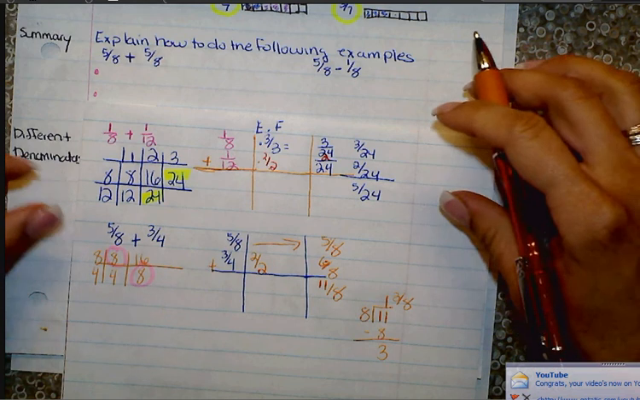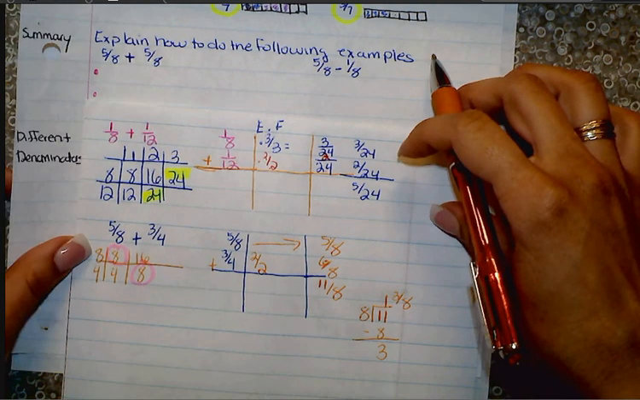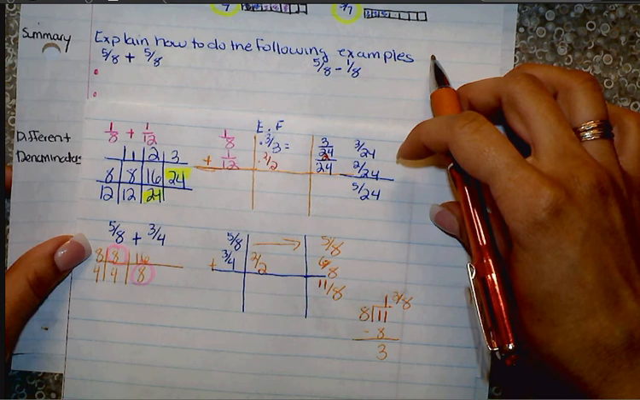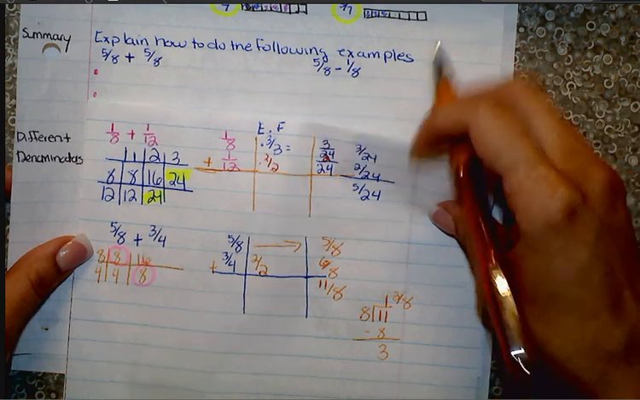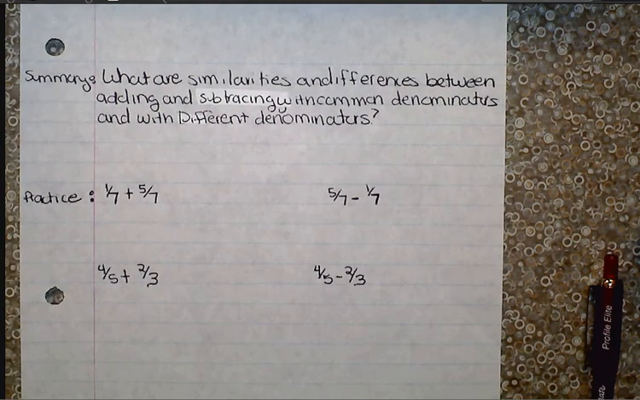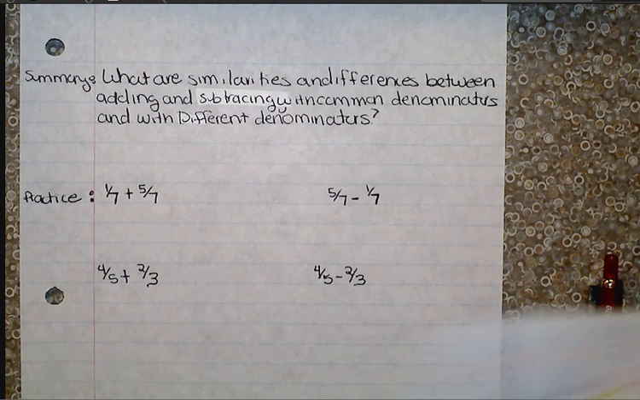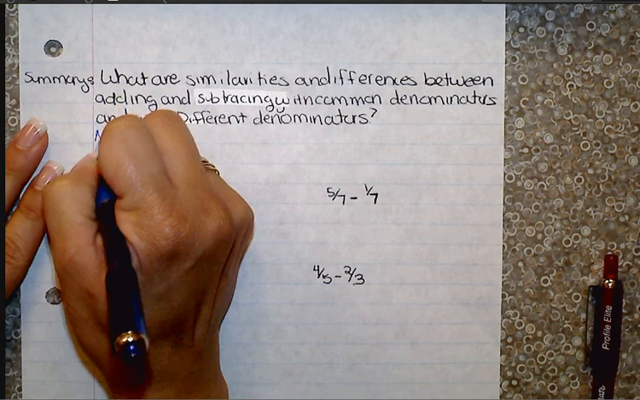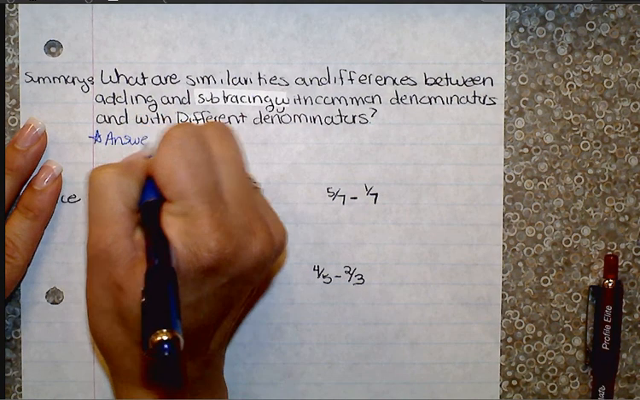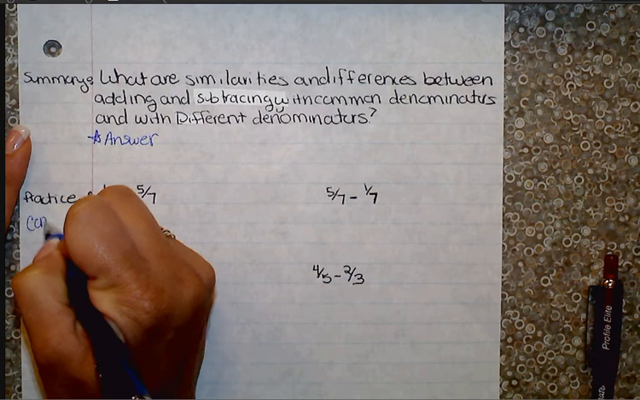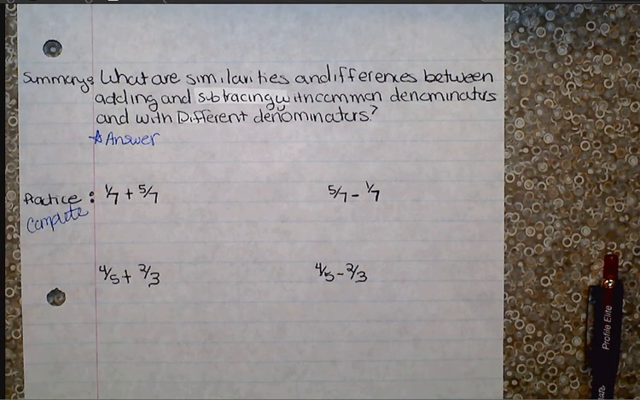Okay? So any questions? Any questions? No? Okay. So your summary is, what are some similarities and differences between adding and subtracting with common denominators and different denominators? So you need to make sure that you answer this and complete the practice and have that ready for me in class and any questions that you guys may have.